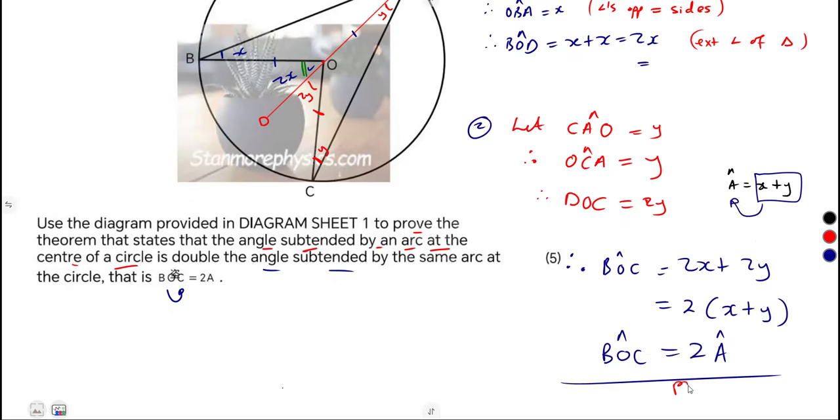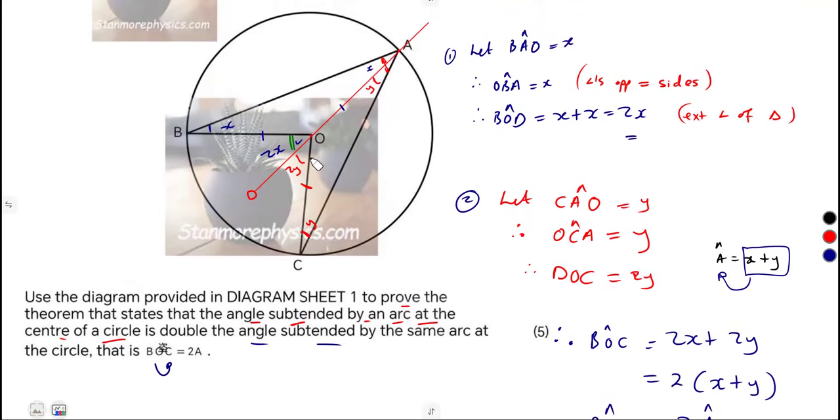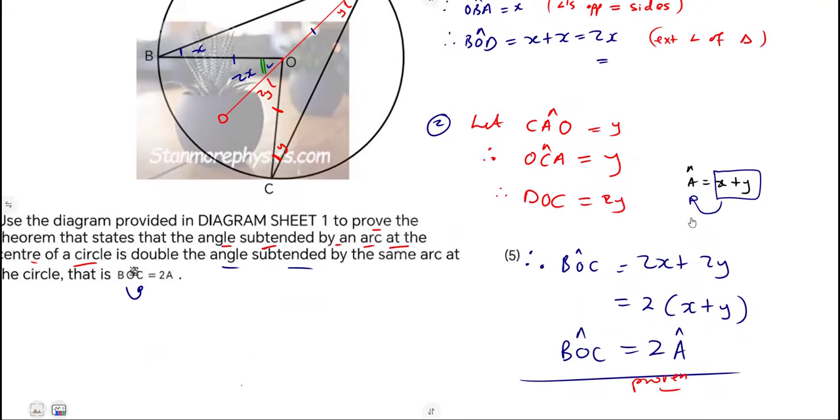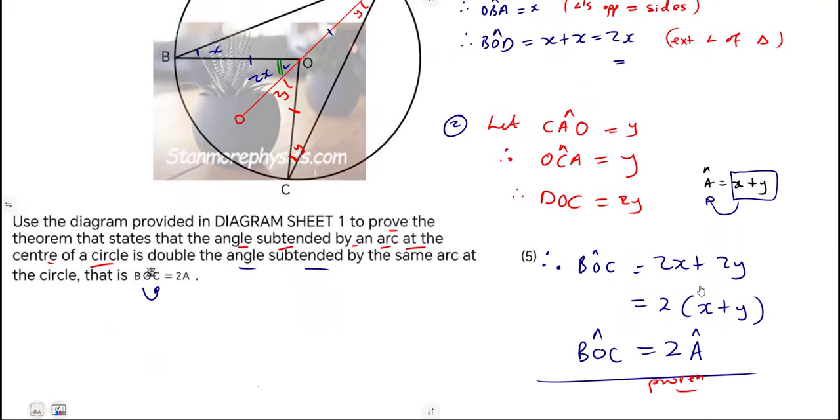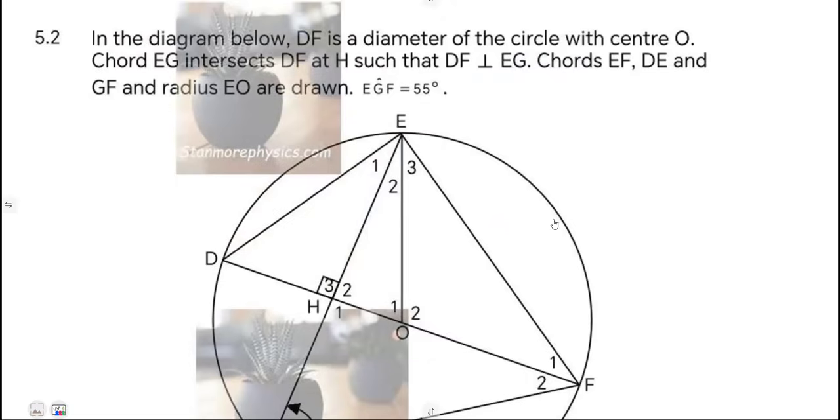This is what they wanted you to prove, the theorem that the angle at the center is twice the angle at the circumference. The angle at the center is twice the angle at the circle at the circumference. All right. So that was the first part of this question number 5.